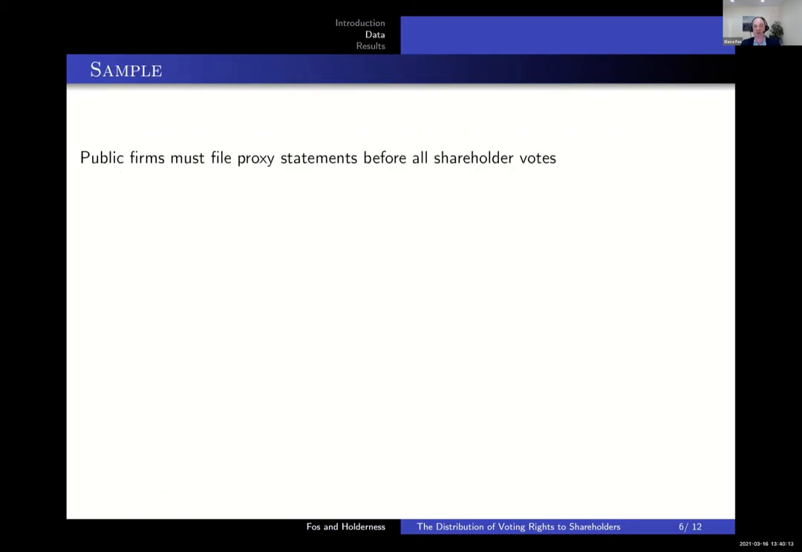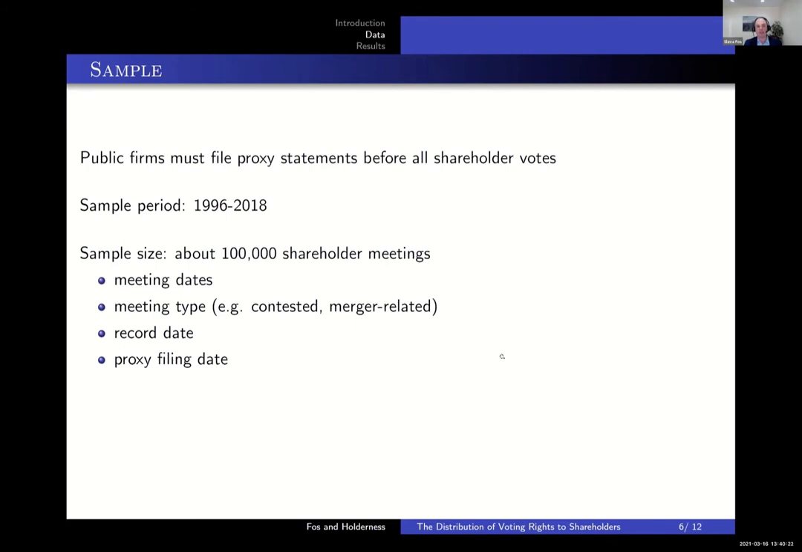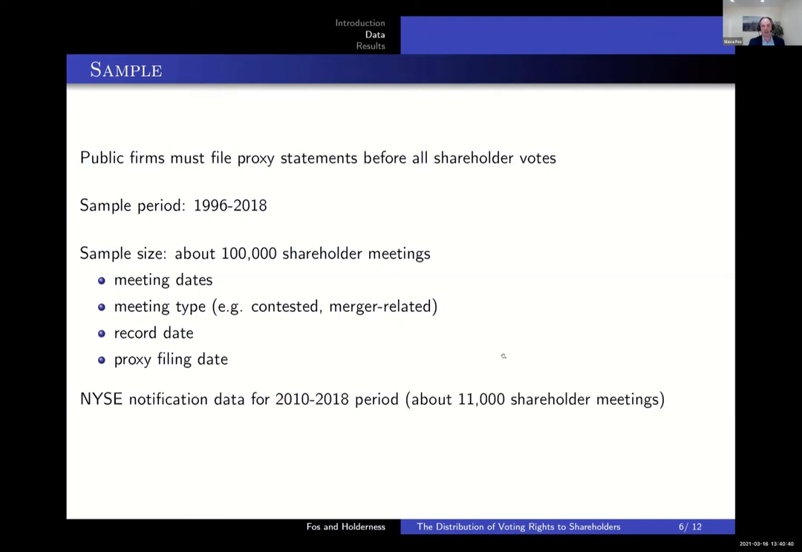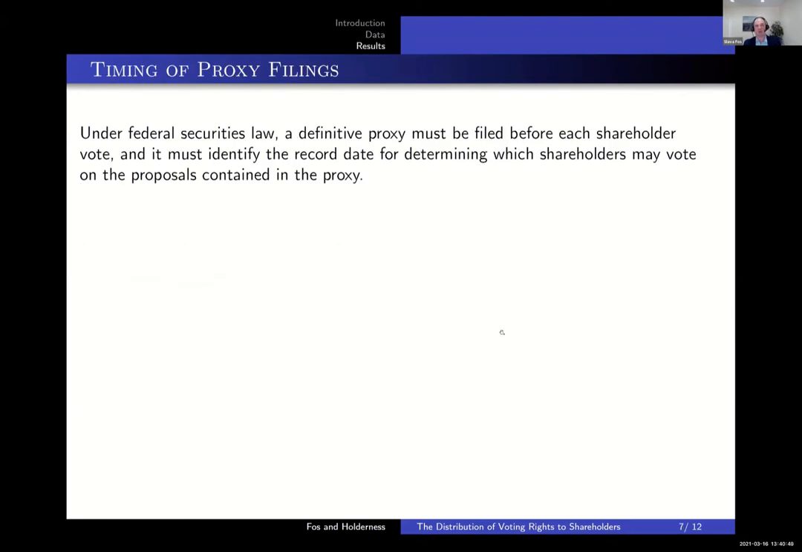What I'm going to do is show you results based on a large sample of shareholder meetings. We cover a sample from 1996 to 2018. We have more than 100,000 shareholder meetings. We know the meeting date, meeting type, whether it's contested, whether there is a shareholder proposal. We know the record date, and we also know when was the first time that we can see a proxy filing revealing the record date. We're going to use that information as well. In addition to that, we purchased notification data from NYSE, and we're going to have that information for NYSE listed companies.